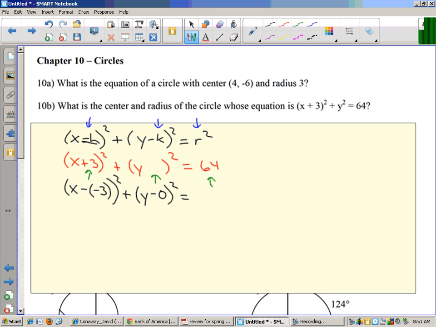Well, so that's really just going to be what is the square root of 64 squared? And the square root of 64 is 8 squared. So now we know that the center is the point (-3, 0), and the radius equals 8.